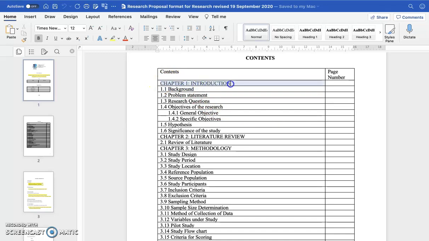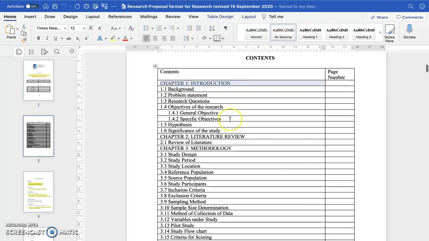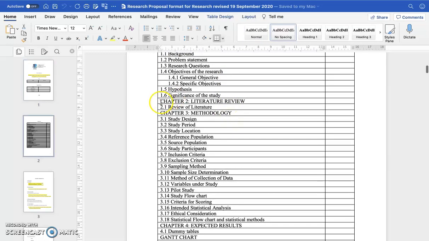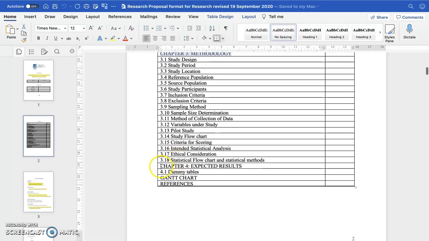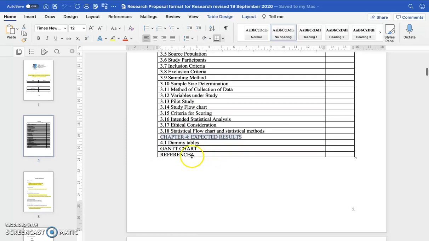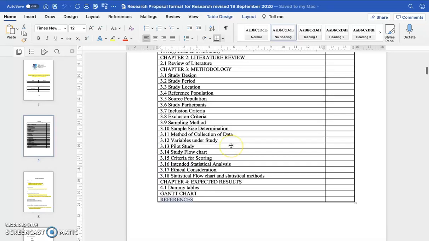Okay, first chapter will be introduction. Second chapter will be literature review. Third chapter will be methodology. And the fourth chapter will be expected results. Okay. And after that, you have to give Gantt chart. Gantt chart is timeline chart. Okay. Followed by references. These are the components.